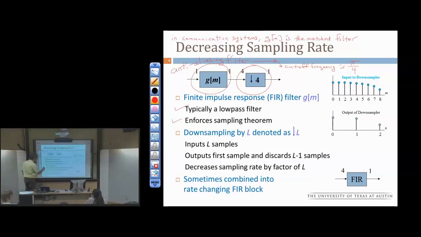So downsampling basically takes L samples in, keeps the first one, and throws out the rest. It decreases the sampling rate by a factor of L. Here's the input to the downsampler. I take a block of L samples; in my case, L is 4. I keep the first one and throw out the rest. Next block of 4 samples comes in, I keep the first one and delete the rest. That's the output of the downsampler.